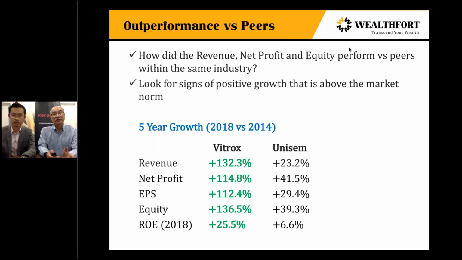So I'm comparing Vitrox and Unisem because both of them are in the semiconductor business. Now you look at over the 5 years, revenue of Vitrox gained 132%, Unisem only 23.2%. Net profit of 114% gain versus 41.5%. EPS 112% versus 29.4%. Equity is 136% versus 39%. And ROE is 25% versus 6%. So that by itself, compared within the same industry, already goes to show which company has greater growth potential.